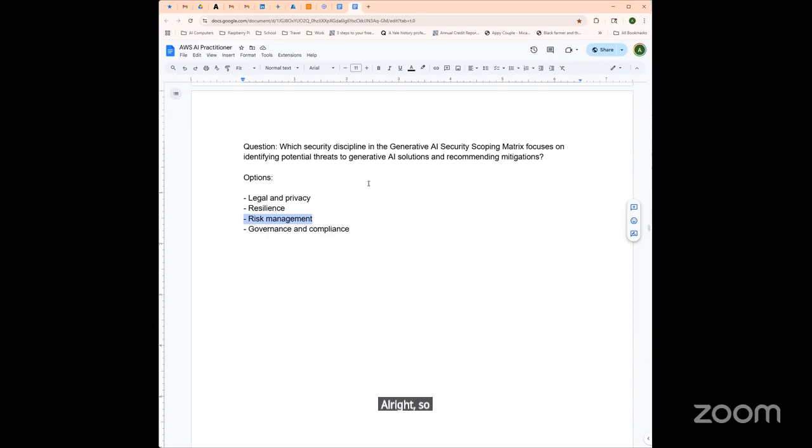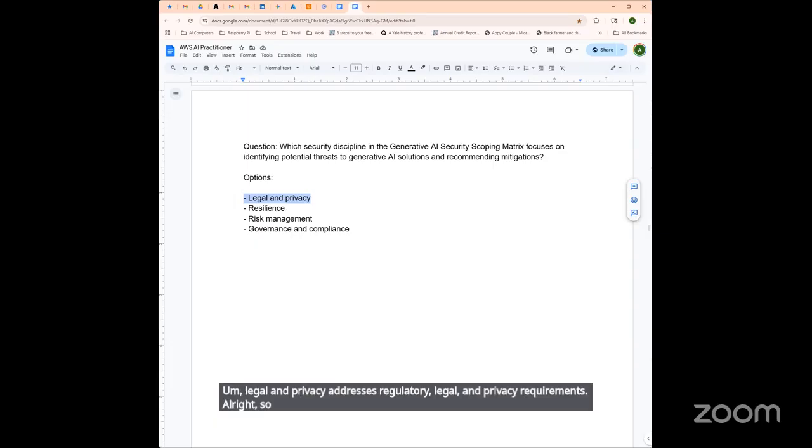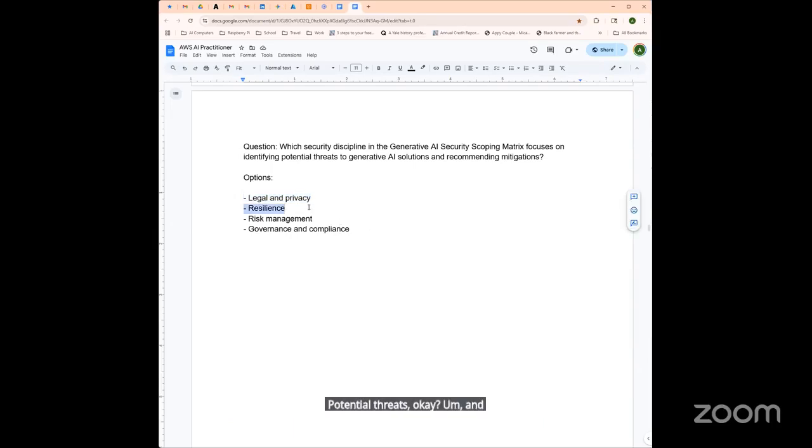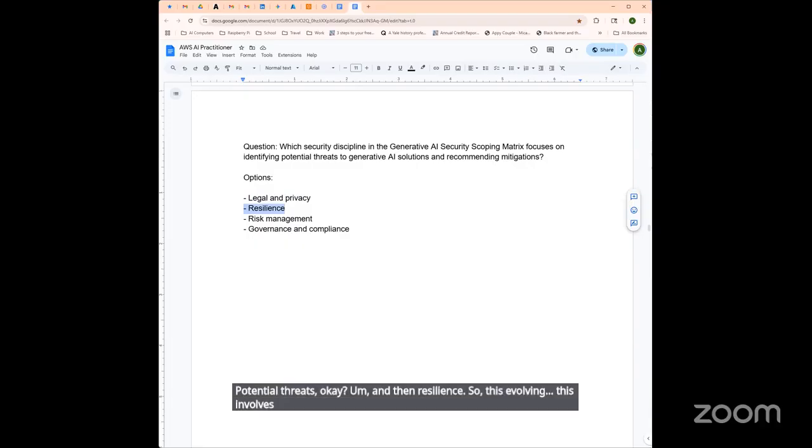All right, so why are the other ones incorrect? Legal and privacy. This is a tempting one. This focuses on policies, procedures, and reporting specific to Gen AI, not necessarily the risk. Oh, I'm sorry, no, that's governance and policy. My apologies. Legal and privacy addresses regulatory, legal, and privacy requirements. So that is a subset of the overall safety features, but it's not specific to potential threats. And then resilience. This involves designing solutions to maintain availability and meet the service level agreements.